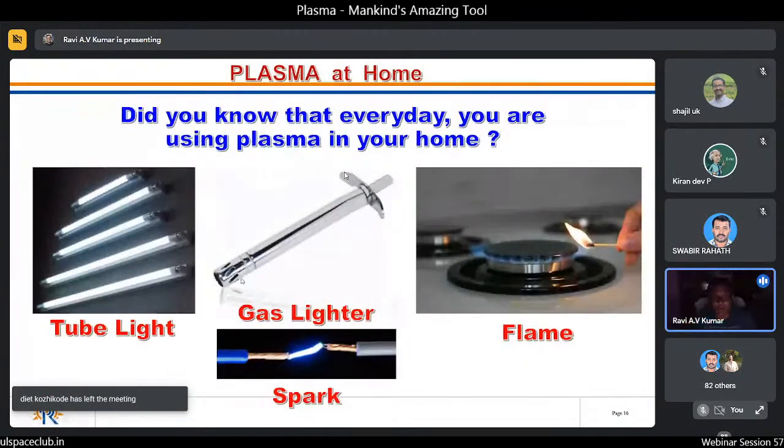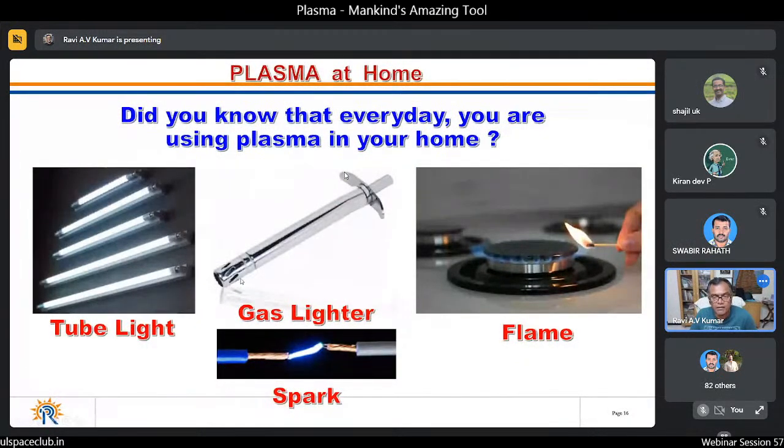At home, you are using plasma every day. When you switch on your tube light, the old tube, not the LED ones, you're creating a plasma. When you use the gas lighter, there's a small spark inside. All of you must have seen that. When you use that, you're creating plasma. When you light the gas, you're creating plasma. You create any spark, you're actually creating plasma.